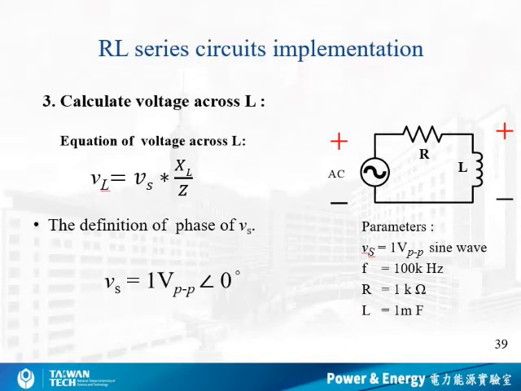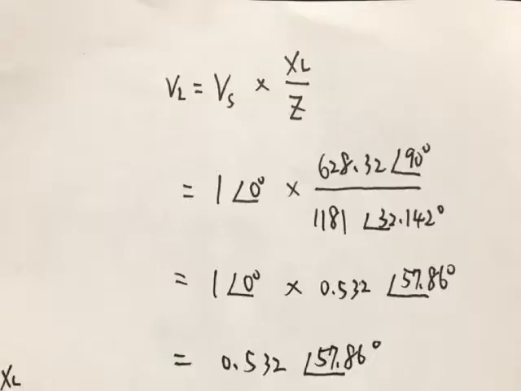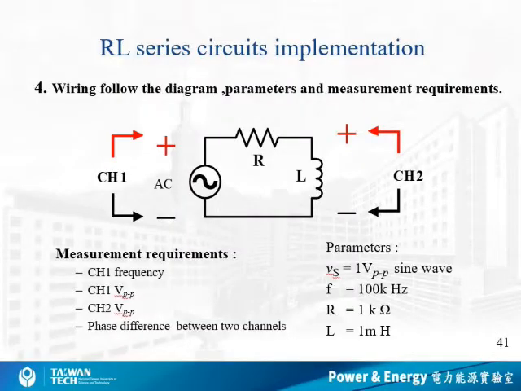Third, calculate the voltage across the inductor. The equation below calculates the voltage across the inductor, where VL denotes the voltage across the inductor, and Vs denotes the source voltage generated by the synthesized function generator. Because we use the source voltage as the time base, the phase of the source voltage is 0 degrees. Then we can calculate VL. Here is the step. When finishing the calculation, wire following the diagram and use the synthesized function generator to verify.